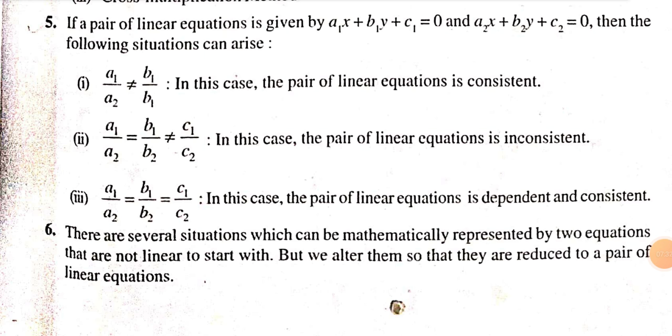1. a1 by a2 is not equal to b1 by b2. In this case, the pair of linear equations is consistent. 2. a1 by a2 is equal to b1 by b2 is not equal to c1 by c2. In this case, the pair of linear equations is inconsistent. 3. a1 by a2 is equal to b1 by b2 is equal to c1 by c2. In this case, the pair of linear equations is dependent and consistent.